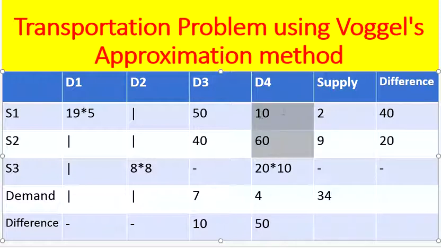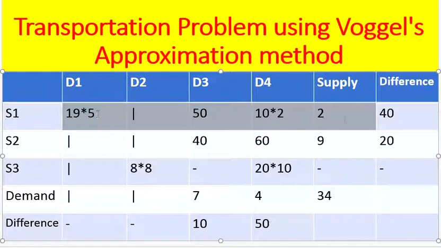So which one is less? 10 is the least, so we have to assign as much as possible here. So 10 has the supply of 2 and a demand of 4, so it satisfies the supply in the column, so it should be multiplied with 2, and all of these elements should be null, and 50 should also be null, and the demand is calculated as demand is equal to demand minus supply, so 4 minus 2 it should be 2.